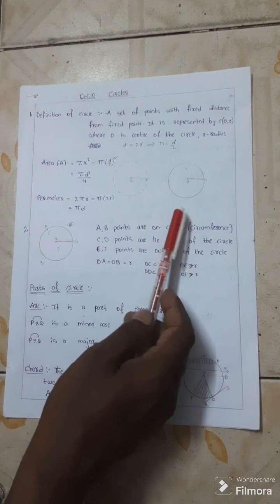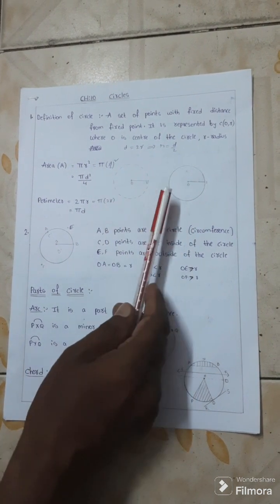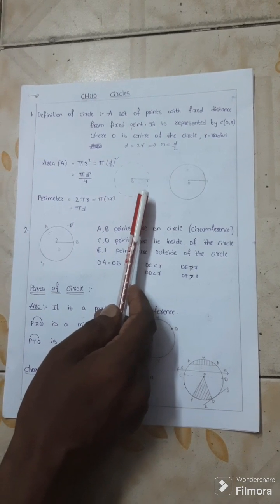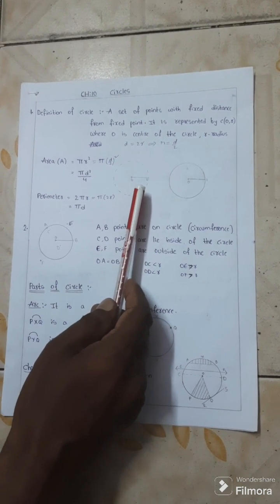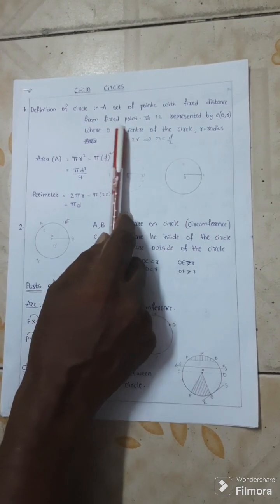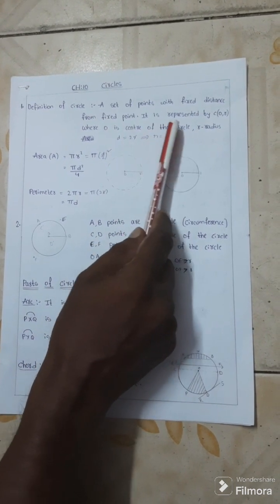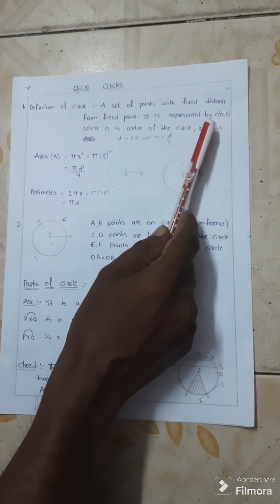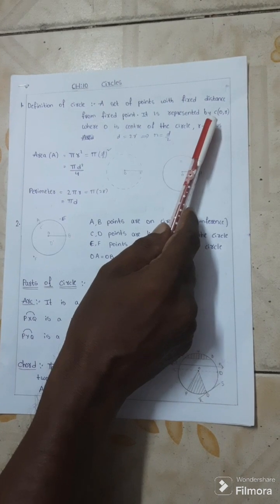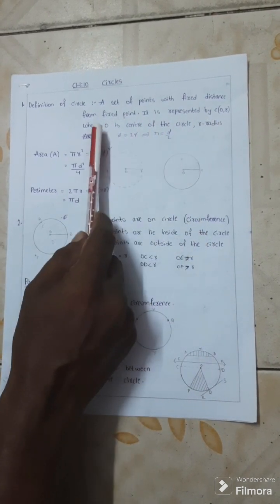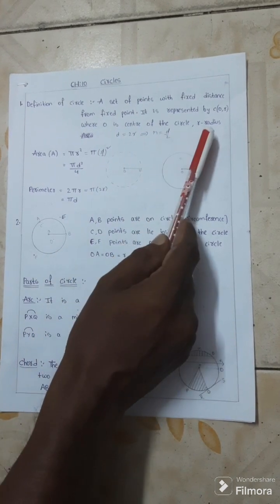Circle: generally you observe circular shapes everywhere in our daily life. But what is the definition of a circle? A set of points at a fixed distance from a fixed point. It is represented by C(O, r). Here C means circle, O is the center of the circle, and r is the radius.